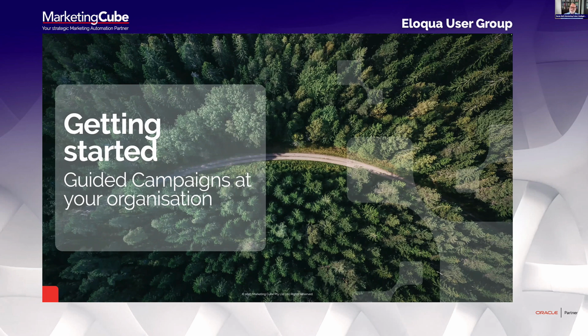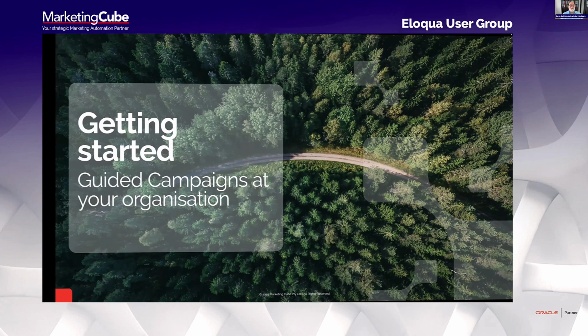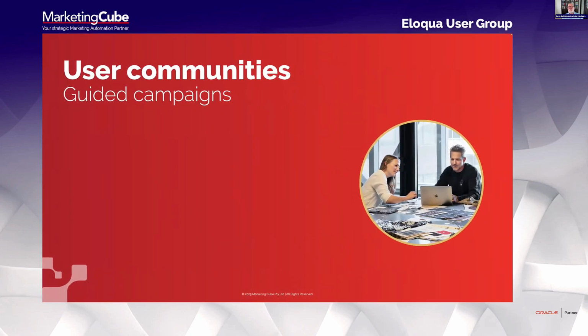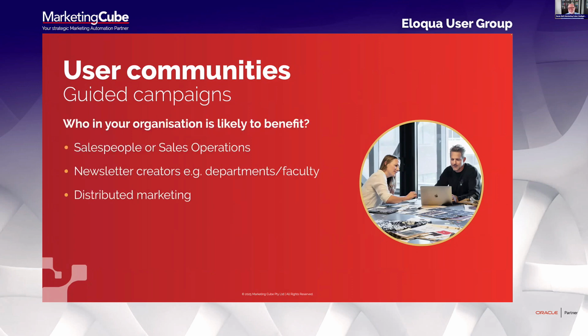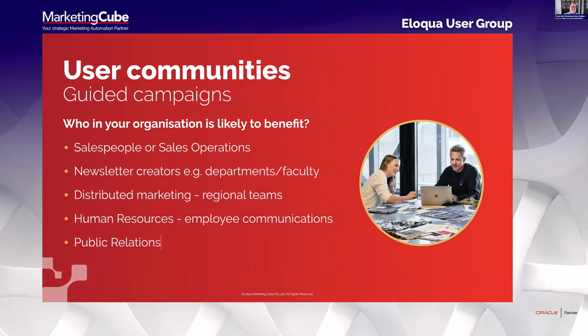How do you get started? First thing I think we need to think about is the user communities. Who within our organization are the most likely candidates to take advantage? Now, if we look at the Oracle direction and what they're looking at, salespeople, sales operations is kind of number one. That's where they see the major benefit.